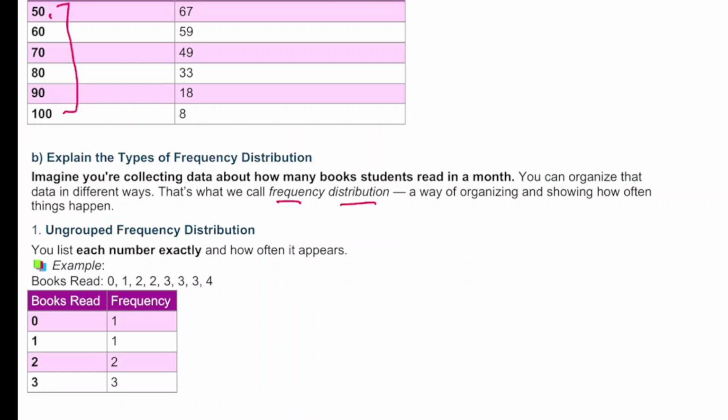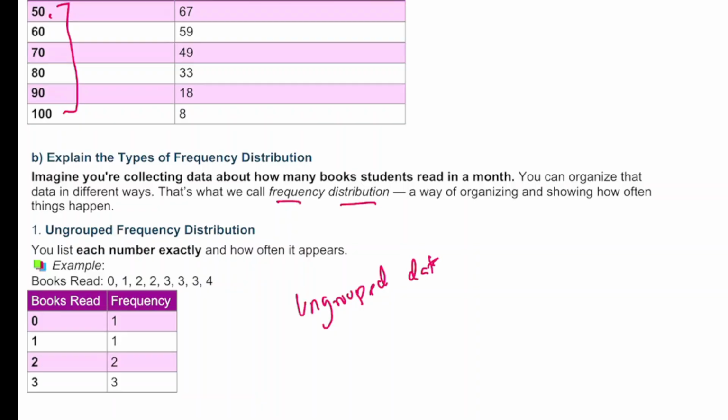So the first one is ungrouped. What do we say ungrouped? Ungrouped is where there are no classes. Those who read 0 books, like me, are one, for example. Those who read 1 book, for example Alice, who reads 1 book every month, she's also alone, one. Then another person who is good at reading books reads twice, so 2 people read twice a month, then 3. That is ungrouped data. Very simple.